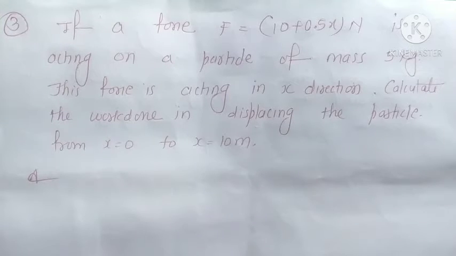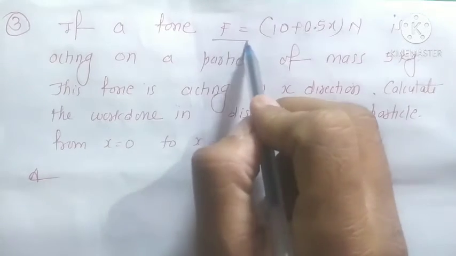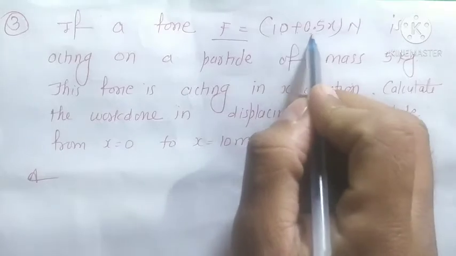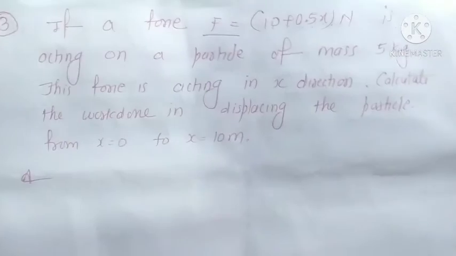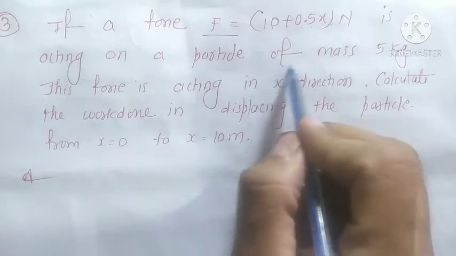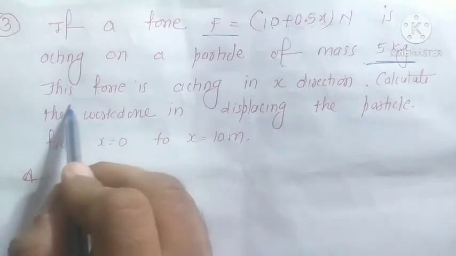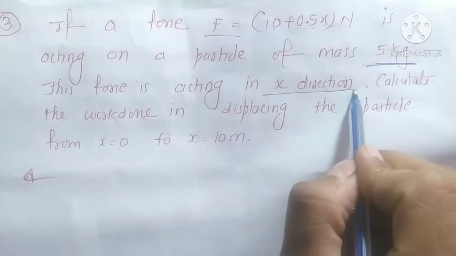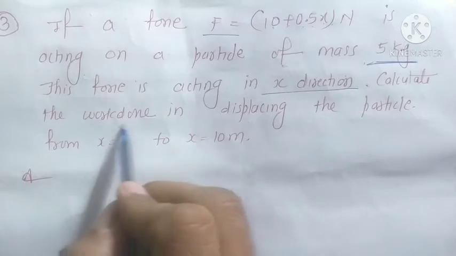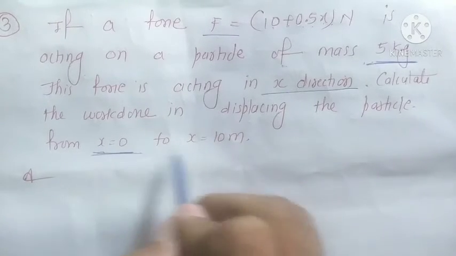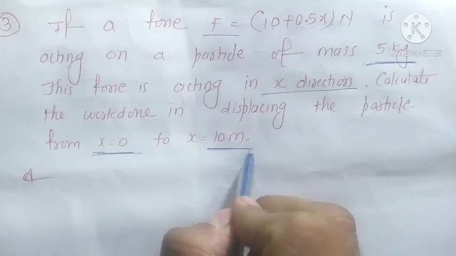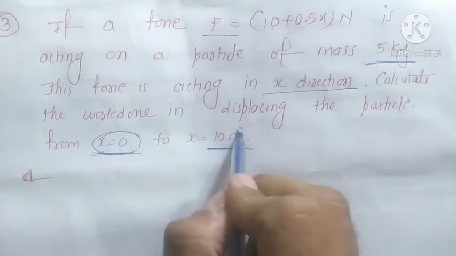So here in question number 3, if a force F, force given here, force is equal to 10 plus 0.5x, is acting on a particle of mass 5 kg. This force is acting in x direction. So calculate the work done in displacing the particle from x is equal to 0 to x is equal to 10 meter. This is the initial and this is the final position.